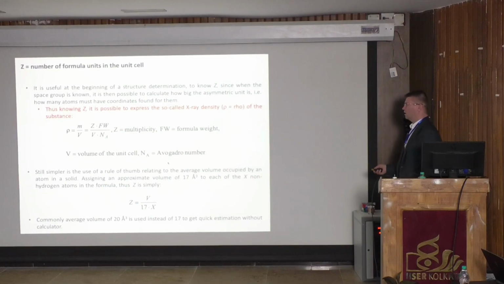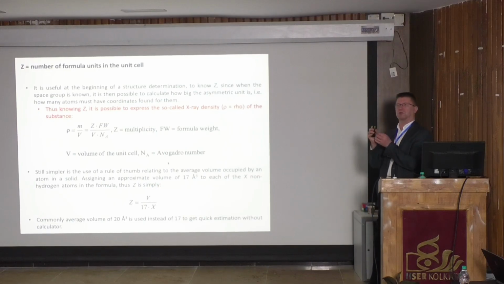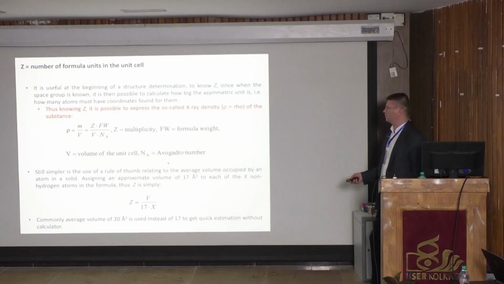Now, there is an even simpler way. There will be a calculation; you will see how it works in the next slide. But there is an even simpler rule, because you can also assume that the atoms take a certain space. The approximation for a light atom structure is 17 cubic Angstrom per non-hydrogen atom. So you calculate the volume divided by 17 times Z, where X is the number of your atoms there. Then you can get the Z.